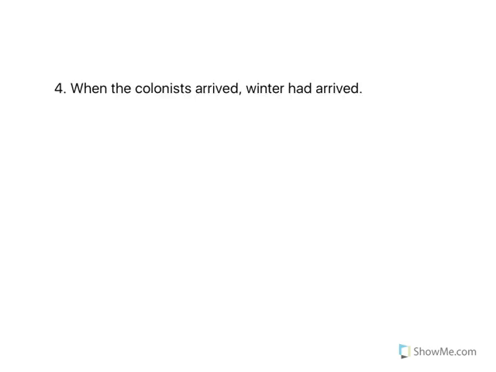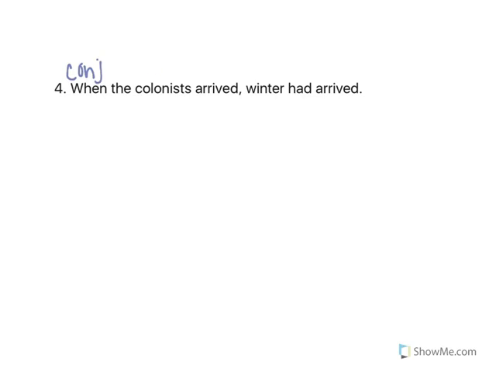All right, so our next sentence says, "When the colonists arrived, winter had arrived." So something should go off in your head with this word right here, because we know that's going to be our subordinating conjunction. And we can see then that this is going to be a complex sentence, since this is a dependent clause. And when there's a dependent clause with an independent clause, then it's a complex sentence. So our first clause is dependent and our second is independent.